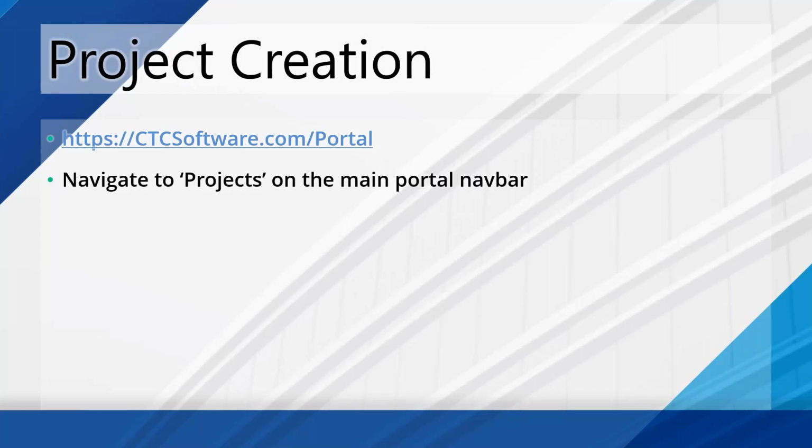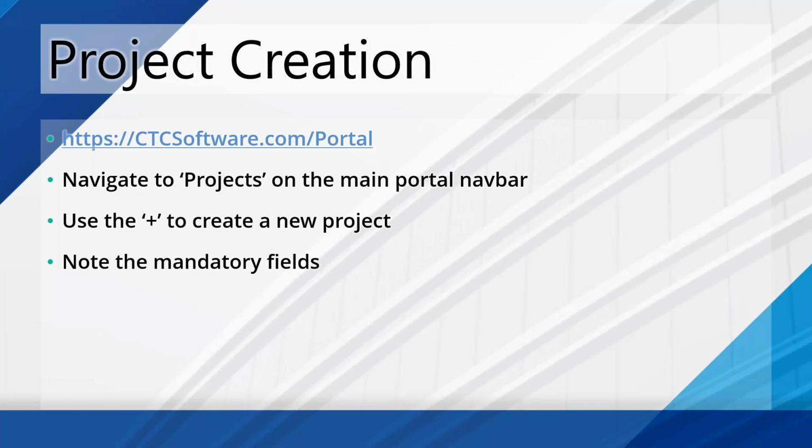Now, once you're signed into the portal, you're going to navigate to projects on the main portal nav bar. I'm going to be doing this in a minute so you can follow along. And then to create a brand new project, within that project's navigation, there's a little plus sign on the top right, and you can use that to create a brand new project. Within that, when you're creating it, there are some mandatory fields, most notably project number and project name. Those are the only 2 mandatory fields you have to fill out to be able to go to the next step, and that you have to do to basically create a project bucket. And so we're going to go through that exercise right now together.